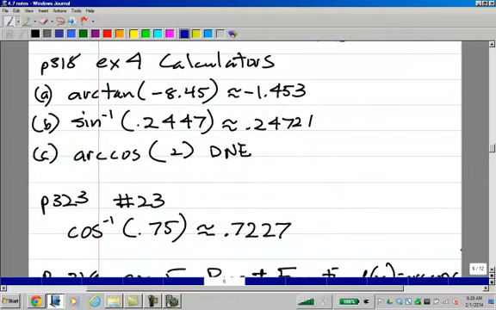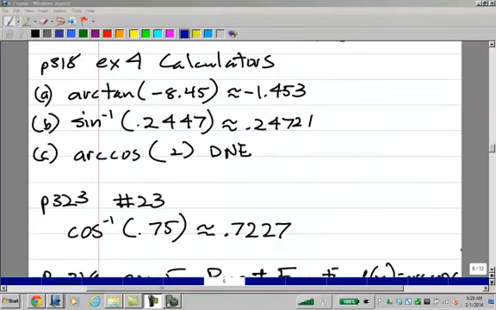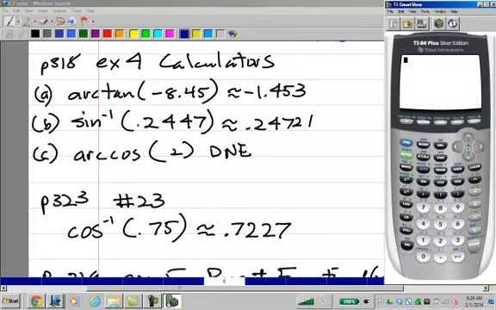Example 4, calculators. Let's just look at those real quick. I wanted to hit the calculator. Okay, so we'll do second. Hit second and then tan, and that gives you the arctan. Notice it's symbolized with the inverse tan, whatever. Negative 8.45. Okay, and the output is negative, and etc.